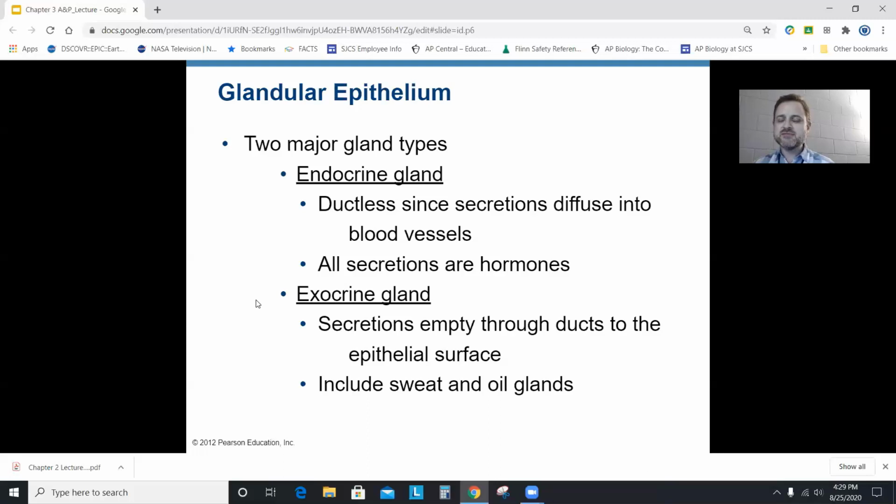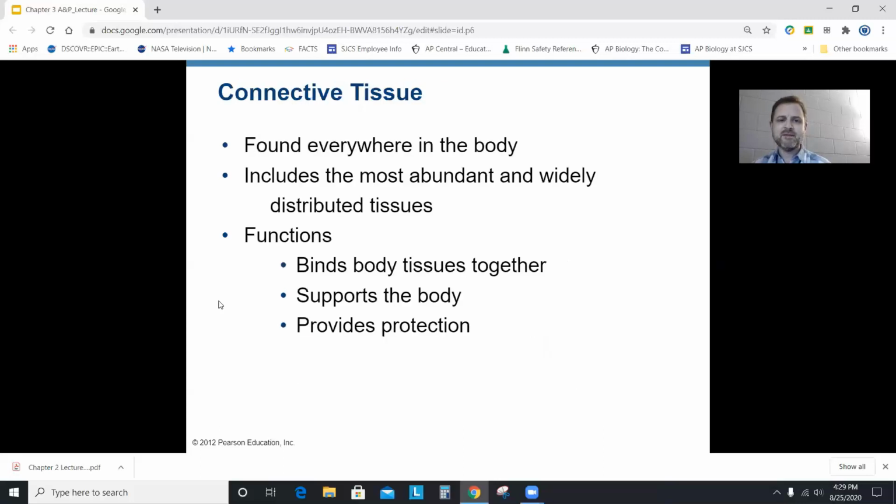Endocrine glands are ductless. Remember, ducts are little tubules that might come off an organ. Endocrine glands, like your adrenal glands, secrete hormones directly into your blood. There's no tube that the hormones go through. Exocrine glands have ducts, they have tubes, and they empty their secretions onto your skin. These are things like sweat glands and oil glands where you have actual ducts. So endocrine glands produce hormones, no ducts. Exocrine glands produce sweat or oil in your skin, and they do have ducts. More on that later. Okay, so that's all for epithelial tissues.